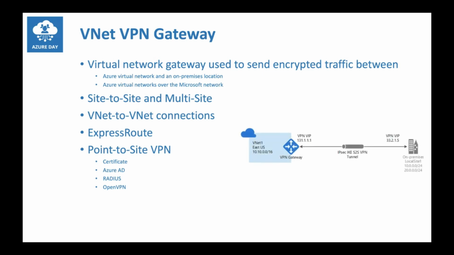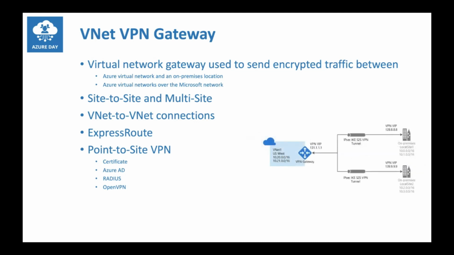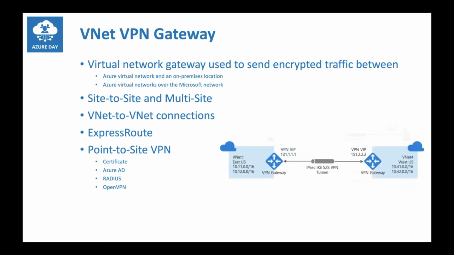First of all, there's the site-to-site connection, in which you connect your office, for example, to one virtual network in Azure. That's what we call site-to-site. Then there's multi-site, where you have multiple offices and connect them into the same virtual network in Azure. So there's also the VNet to VNet one, where we can connect multiple virtual networks in different Azure regions with each other over a secure line.